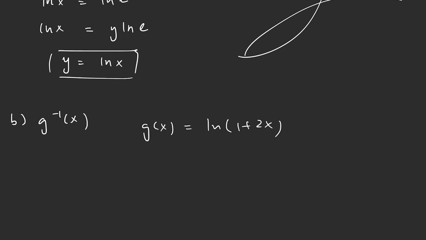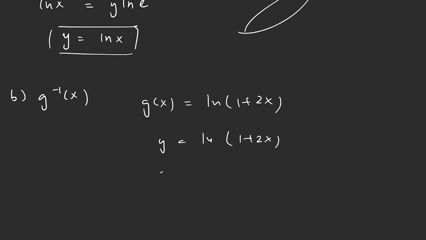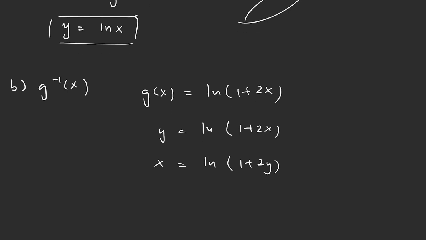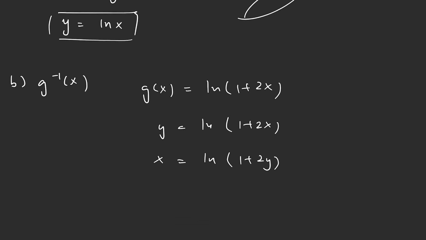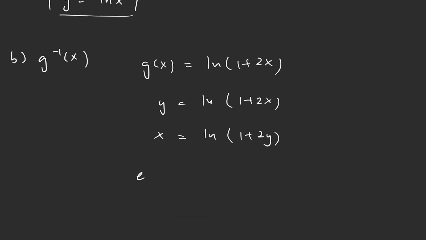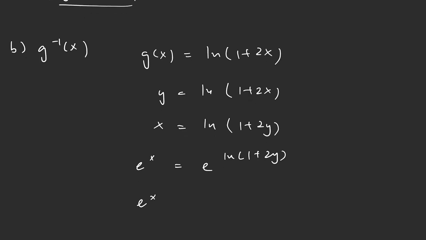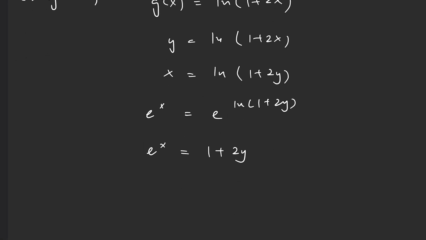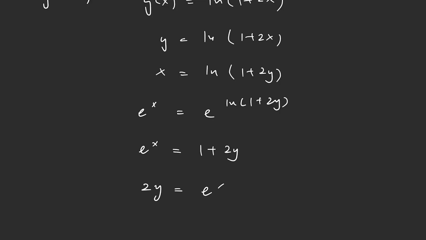So y equals ln of 1 plus 2x. X equals ln of 1 plus 2y. And then we want to get the y out, so we put e to the x is equal to e to the ln 1 plus 2y. So e to the x is equal to 1 plus 2y. 2y is equal to e to the x minus 1. Y is equal to e to the x minus 1 over 2. And yeah, that is nice.